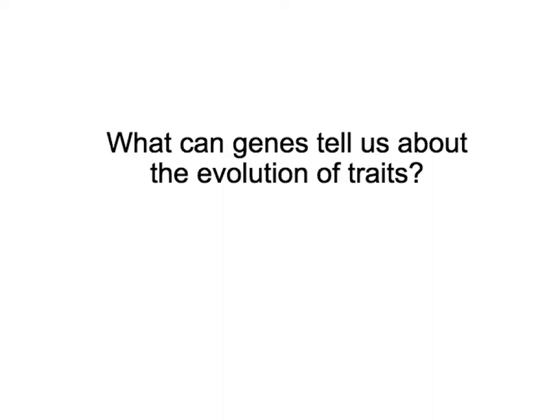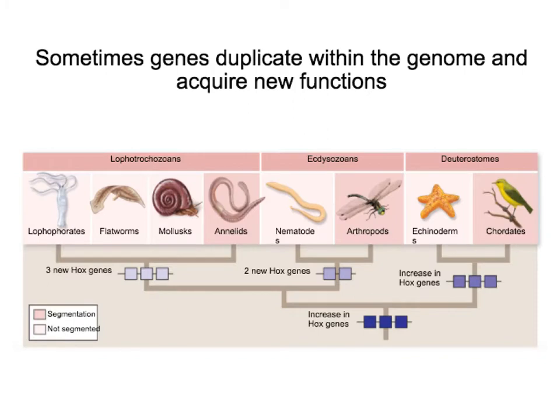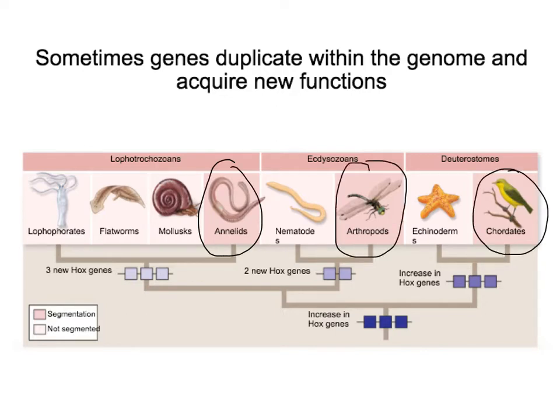But how can we use what we know about genes and the evolution of these developmental genes to infer about the evolutionary history of a trait? An important example in animals is segmentation. There are many animals that are segmented. You have probably heard that arthropods are segmented, annelids are segmented, and we chordates are segmented. And for a long time, we used to think that segmentation, which we see again in these groups, the annelids, the arthropods, and chordates, all show segmentation.